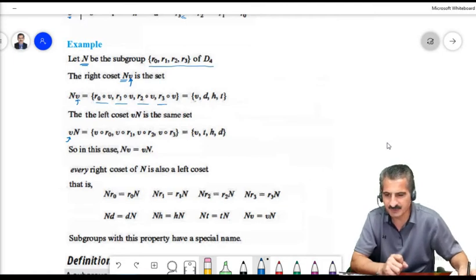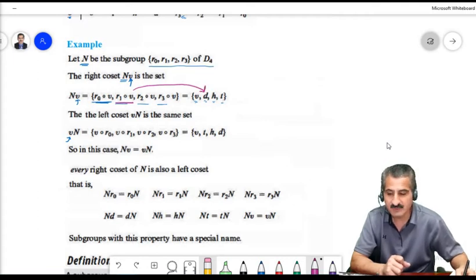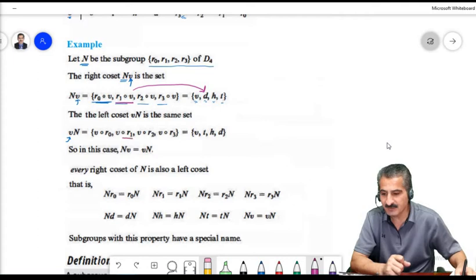We get V D H T. Note that here, let me do that again. R1 compose V will give us D, okay? But here, V compose R1 gives us T. Agree? Okay. Remember this.